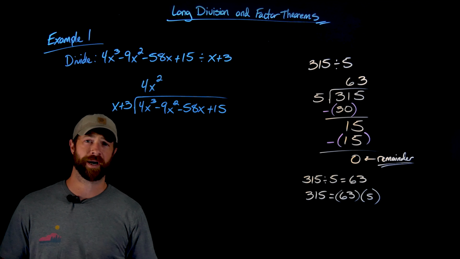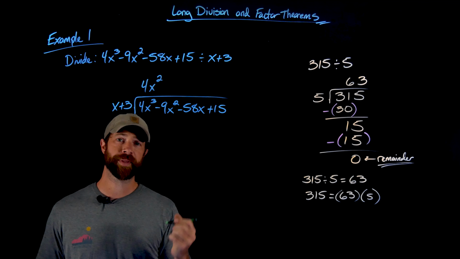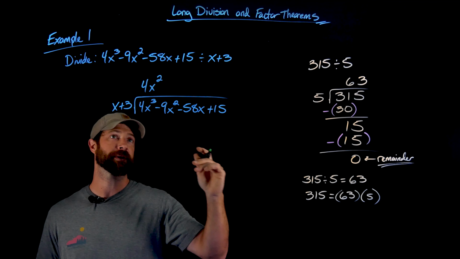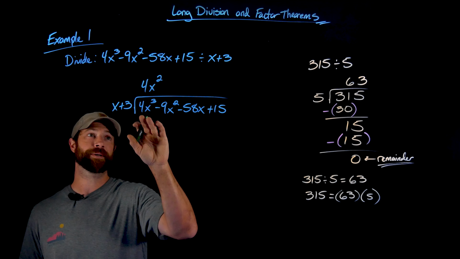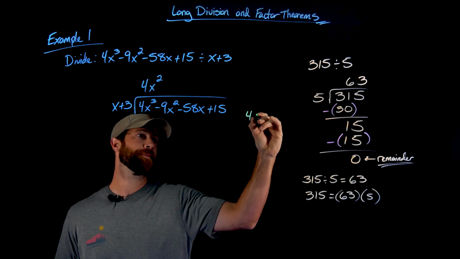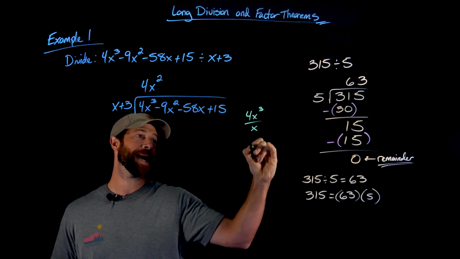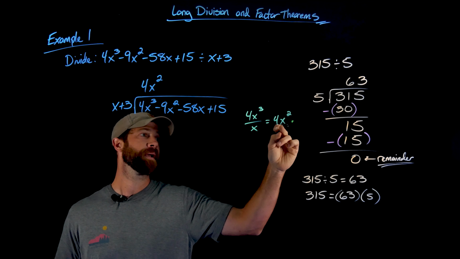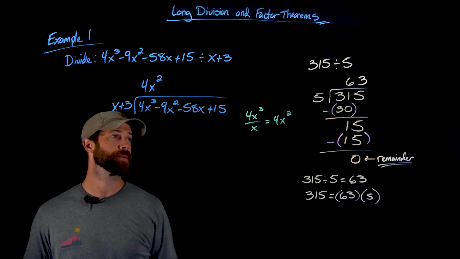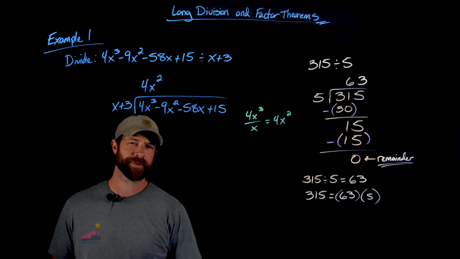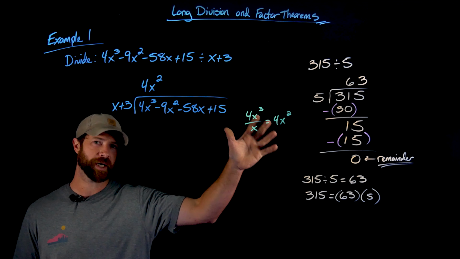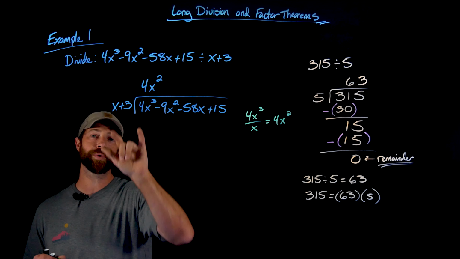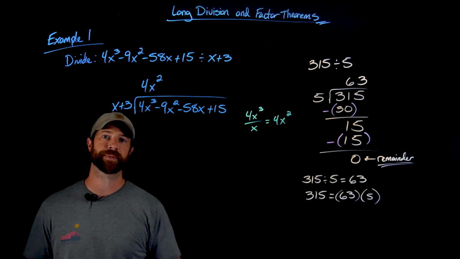But let's just say that wasn't obvious to you, you didn't see it right away. One thing that you can always do when asking that question is just take these and divide them from each other. So if I'm looking for what times x equals 4x cubed, we'll simply take 4x cubed and divide it by x. And in this case, that result would be 4x squared, meaning 4x squared times x equals 4x cubed. But again, after doing this a bunch, you probably won't have to do a ton of those. But if you're ever confused or have a question, you can always do a quick division of the two lead terms.